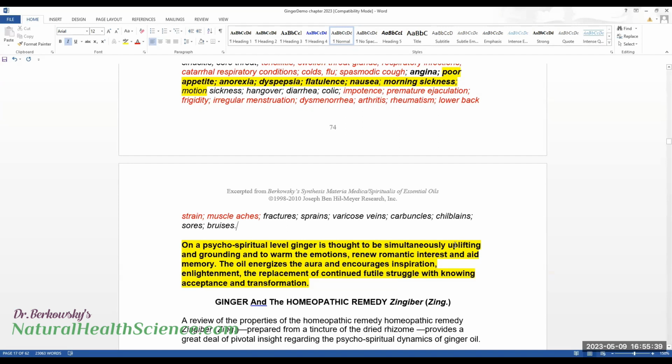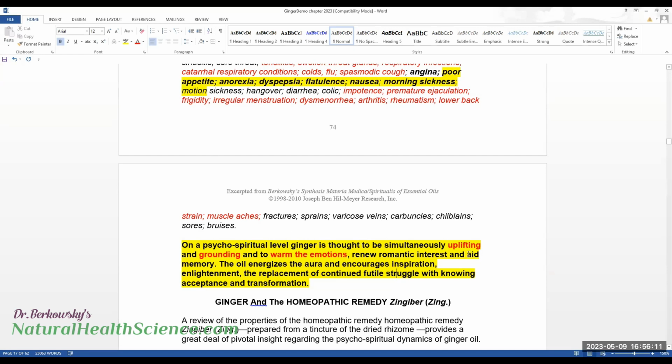You can see this sort of yang right here, because it is an herbal stimulant, but yet it's grounding, earth element. It's warming to the emotions, fire element. It renews romantic interest, which may help with the impotence and the frigidity up here that we see, if these have emotional roots to them. It's not a physical issue that's causing this.